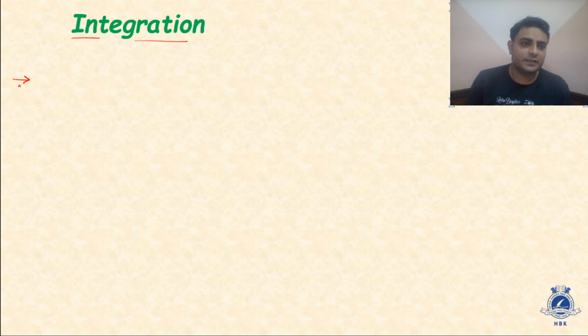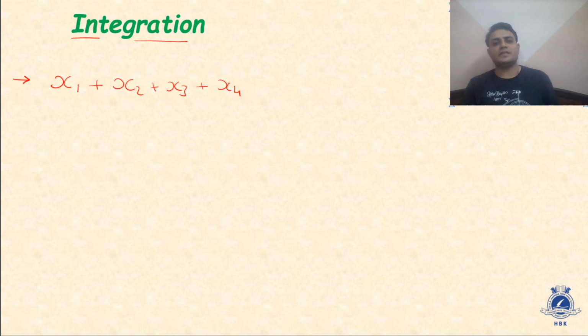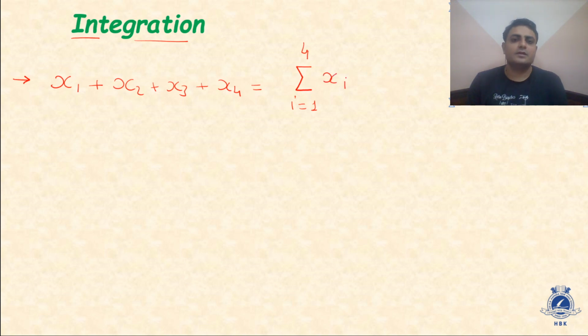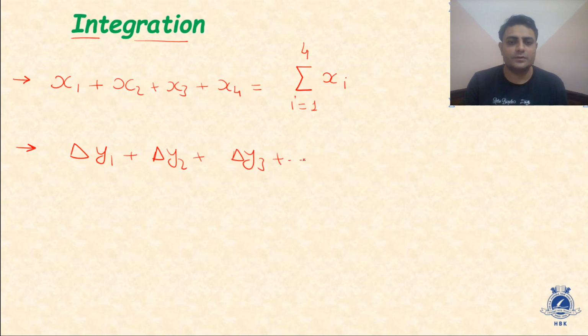First of all, in the statistics chapter of 9th or 10th, we have studied this thing: x1 plus x2 plus x3 plus x4. If we have some numbers like this, then we can add these using sigma. Sigma stands for summation, from i equal to 1 to 4, and we just write xi. This is the way you were writing in your 10th or 9th standard. Similarly, if you have delta y1 plus delta y2 plus delta y3 up to delta yn, then you can write it as sigma i equal to 1 to n of delta yi.